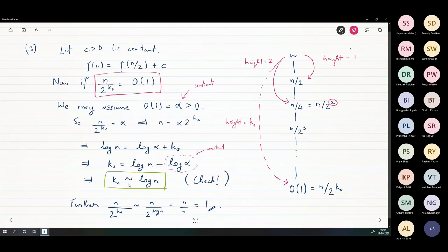So k naught will be tilde log n, and the whole point of tilde is to say that we can almost assume them to be equal, because when you take the ratio, the limit tends to 1 anyway. So we might as well assume them to be the same. That is why you use tilde. So k naught will be tilde log n, and therefore for all purposes k naught is log n. So this height for all purposes is equal to log n.